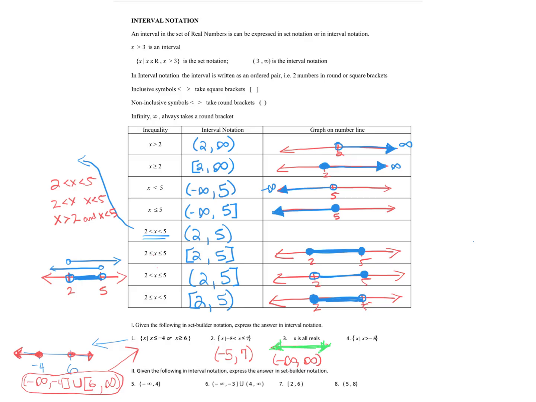So we would have x is greater than -5, means we start at -5. It's a parenthesis because it's just greater than, so there's an open circle. And then we go to infinity because it keeps on going. So you're going to see some like that on your worksheet.